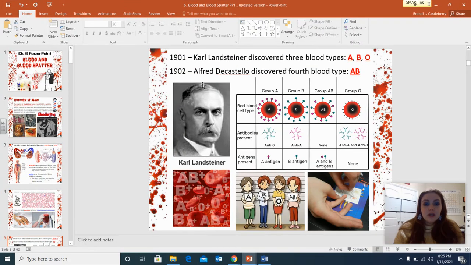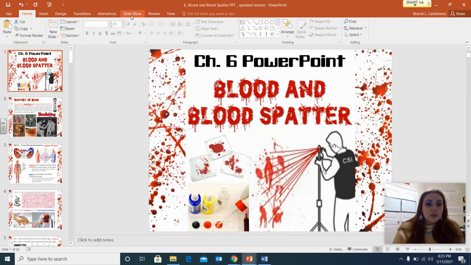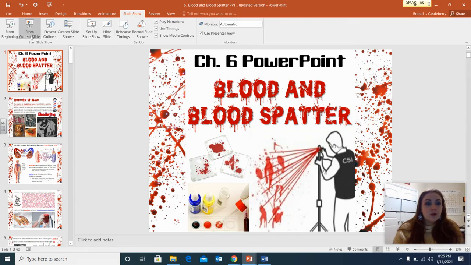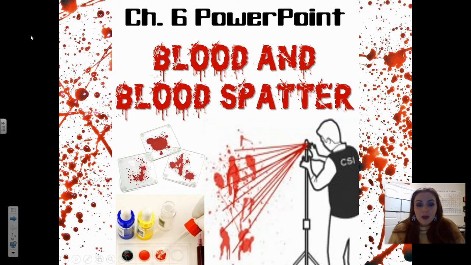Okay, so we're going to start our blood notes. Just pulling up the right slide. There we go. All right, so blood and blood spatter. Blood spatter is the last thing we do in this unit, so it is going to be a little while till we get to the blood spatter and the blood spatter labs. But we will get to it in this unit.